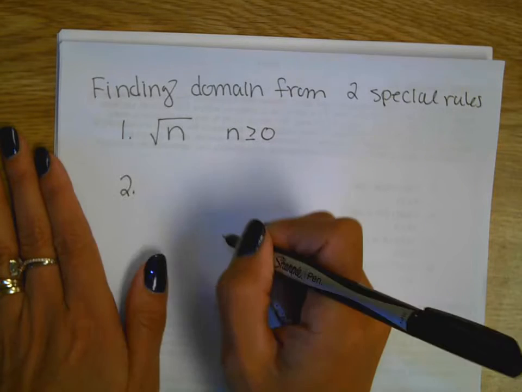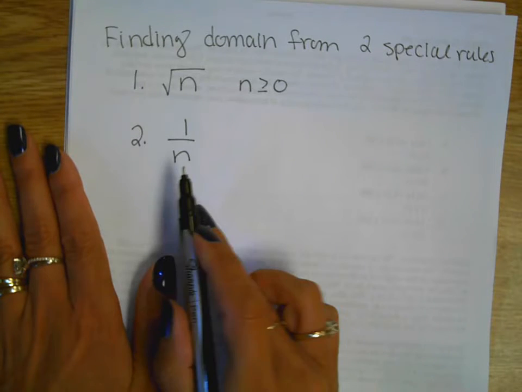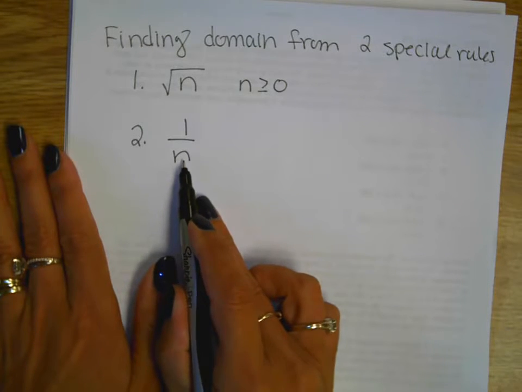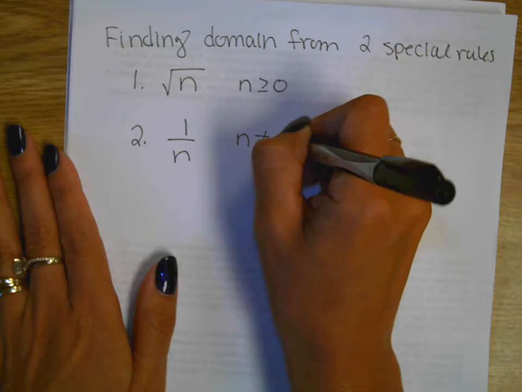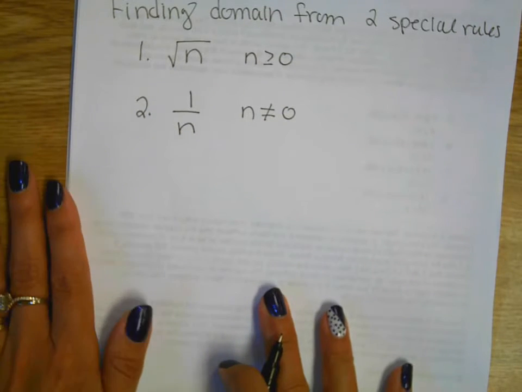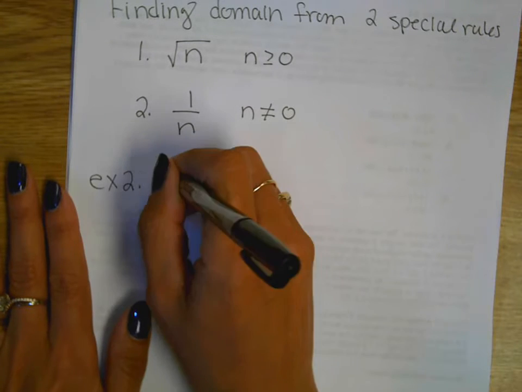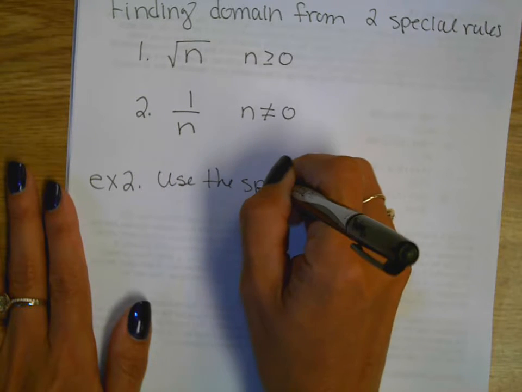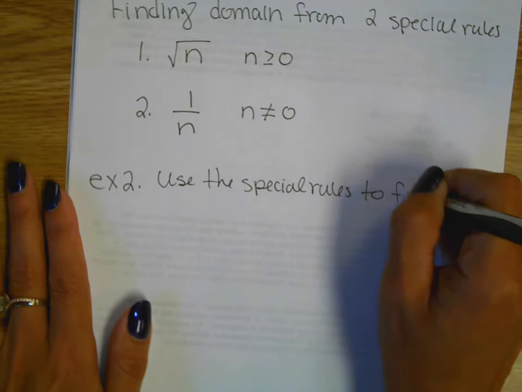And the other thing we can't do in math: what number in the denominator gives us an undefined value on our calculator when we type it in? Jimmer? 0. The value of the denominator cannot equal 0. Use the special rules to find the domain.